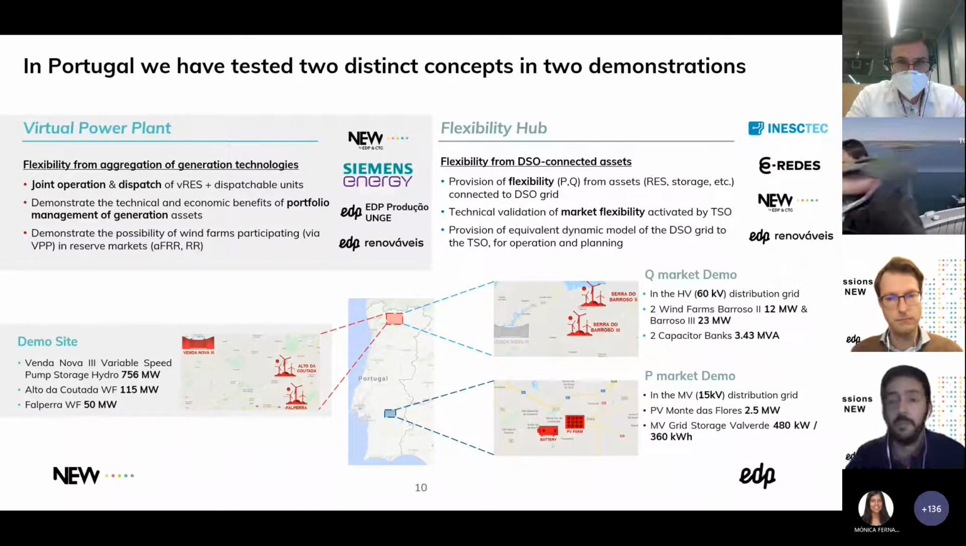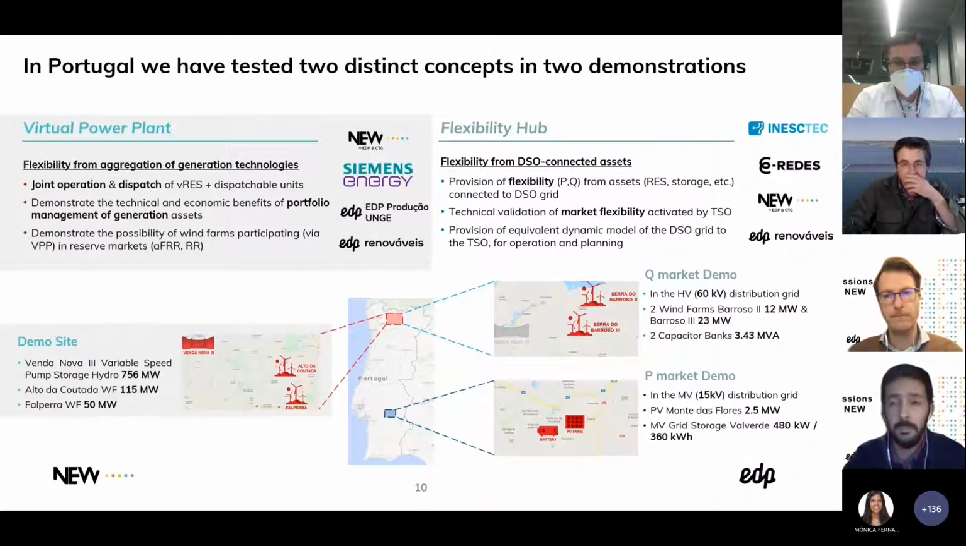And one of the things we're testing is a technical validation of the market flexibility that can be activated by the system operator. For this, we have our colleagues from Inesctec and E-Redes, Portugal's largest DSO, part of EDP Group as well, obviously, ourselves NEW, and also EDP Renováveis, because there are assets here that belong to EDP Renováveis. We won't go into detail on the Flexibility Hub, but we do have some plans to host an R&D session in the future dedicated to this second demonstration.